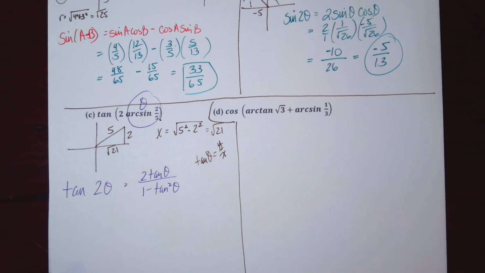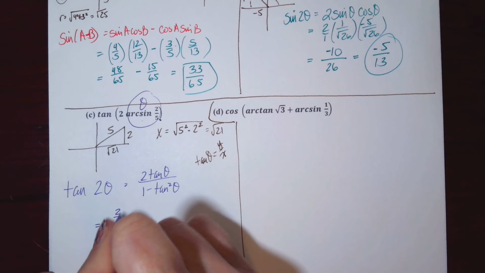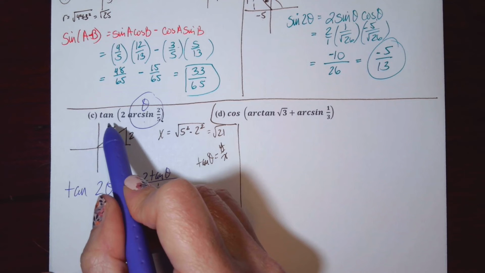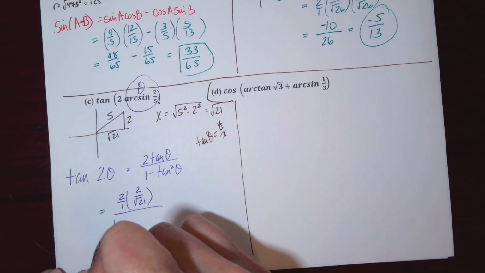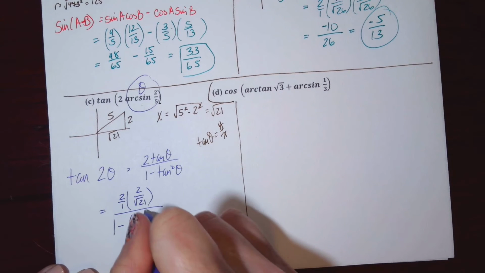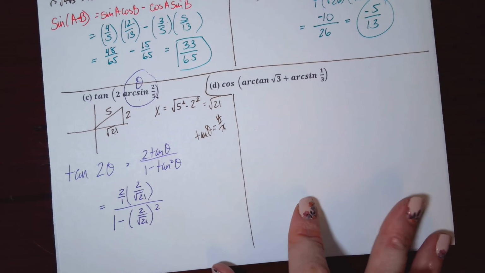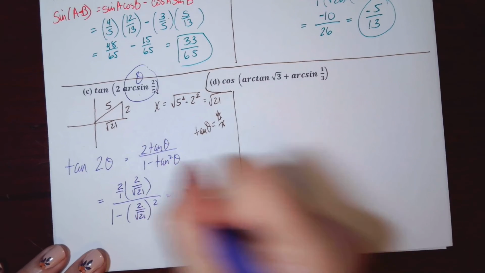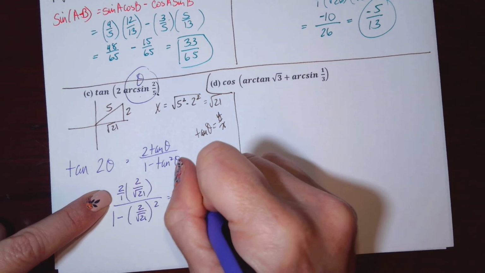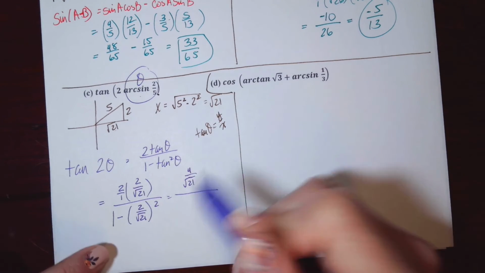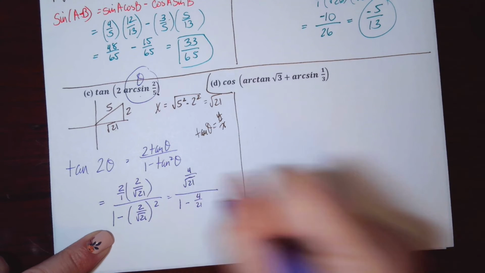Okay, so all of this information I'm going to use to plug into my identity here. So 2 times tangent theta, y over x, is 2 over square root 21, all over 1 minus 2 over square root 21 squared. Okay, now I got stuff going on, right? I got to figure out what exactly I'm going to do with this algebraically. So let's clean it up a little bit and see where we end up. We've got 4 over square root 21 as my numerator. When I square this, I have 1 minus 4 over 21 here.